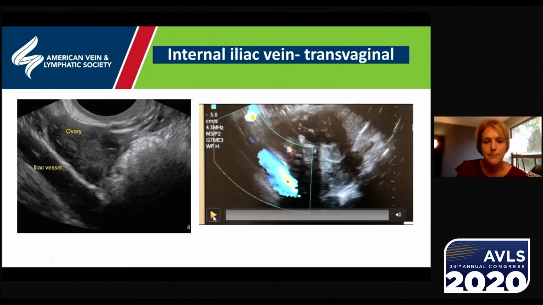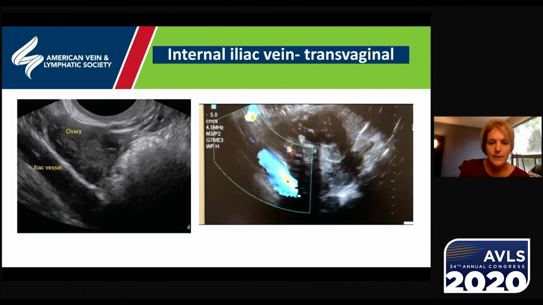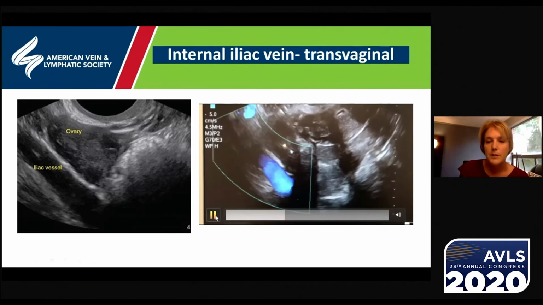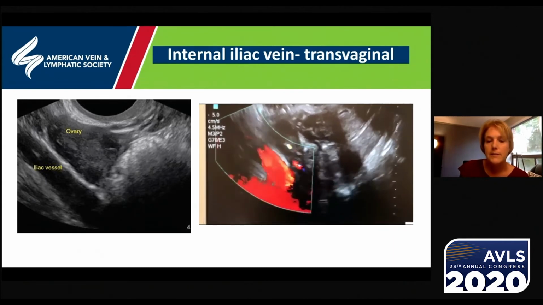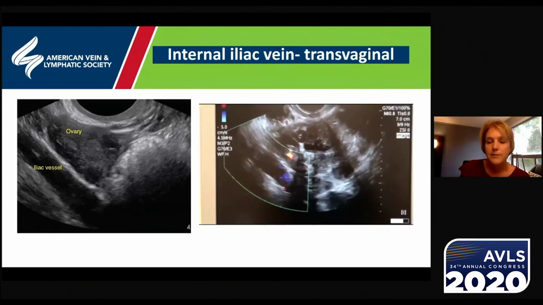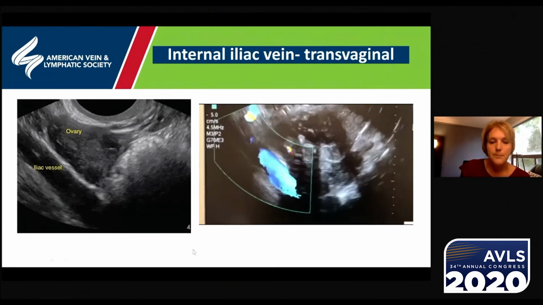And this is just a quick video clip. It's not the best quality video, but it does actually show us exactly what we're looking for here. So you'll see the internal iliac vein with normal respiration, and then the patient performs a Valsalva, and we go ahead and we see our reflux there.